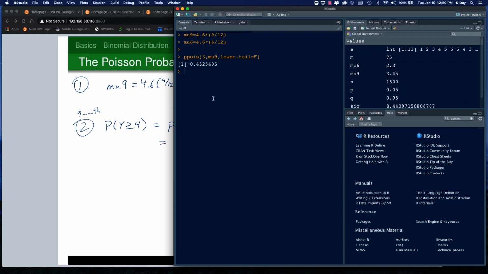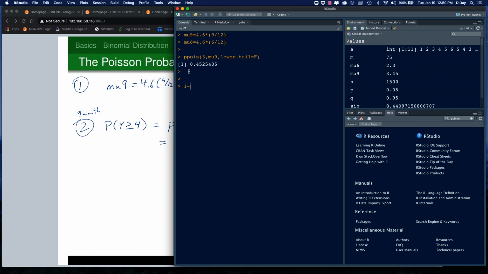So that's a fairly big probability. The probability that we see 4 or more deaths in this case is going to be 0.452. That's about as close to happening as not happening, so it's right close to 50%. So 0.4525405 is what we get.